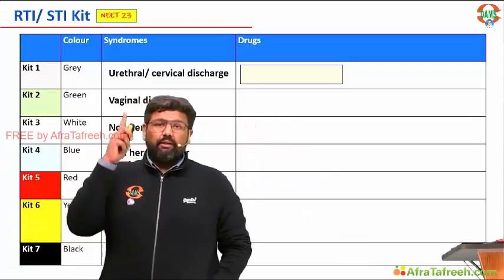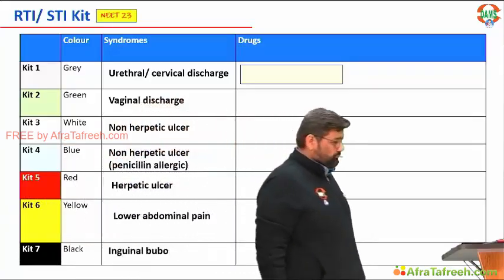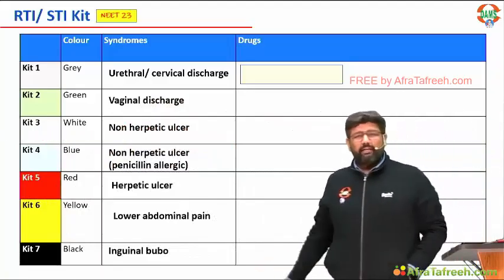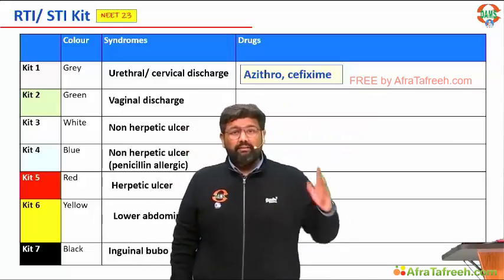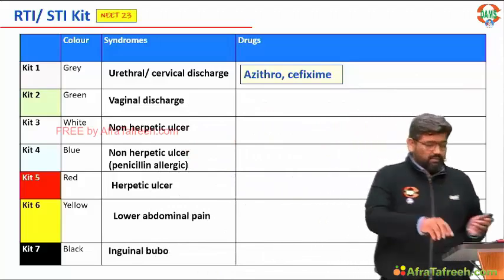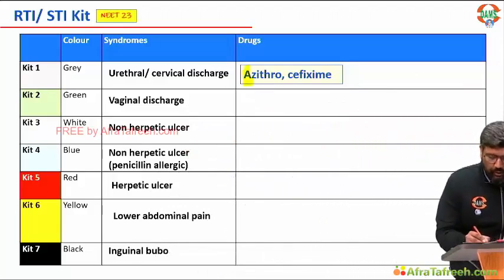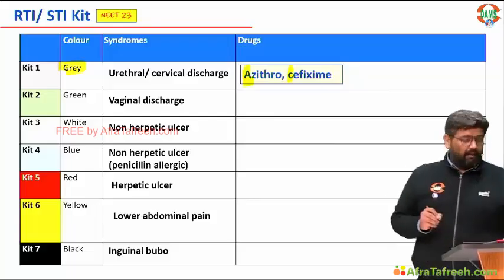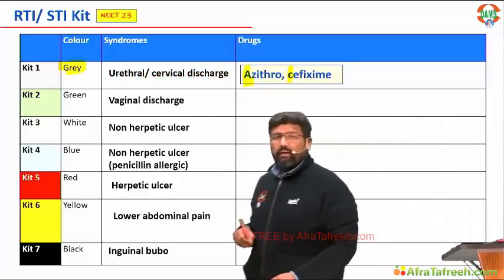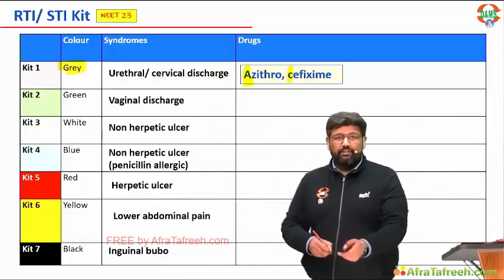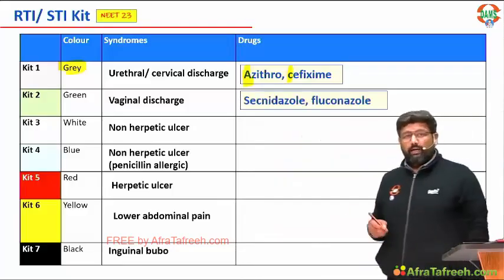In the next 2 minutes, you will never forget the drugs. Grey AC. We have seen white ACs. Have you seen grey AC? Azithromycin, cefixime: grey AC. Sorted? Now, kit 2 is the green kit for vaginal discharge, and we have secnidazole and fluconazole.